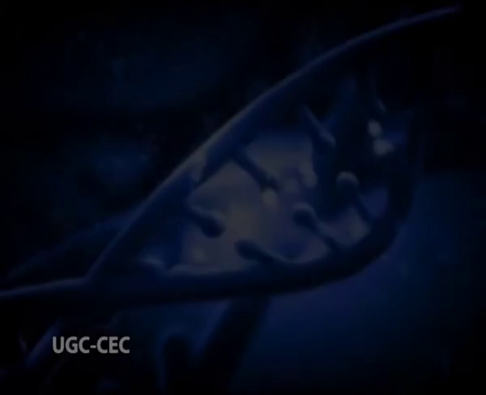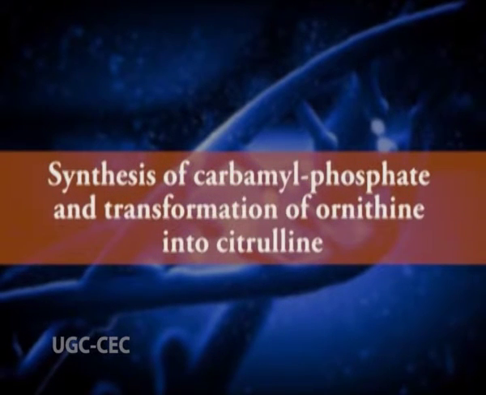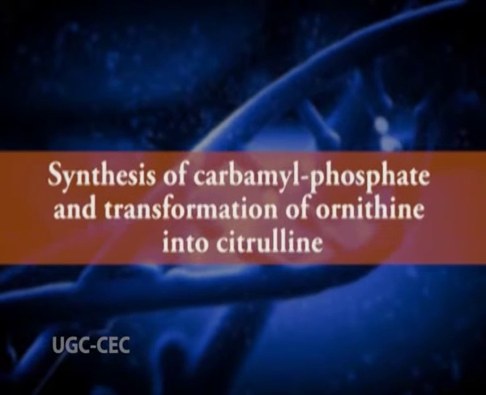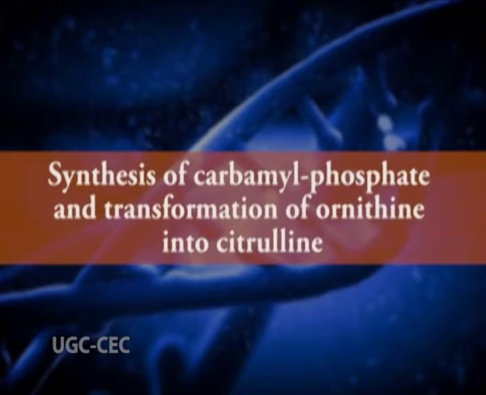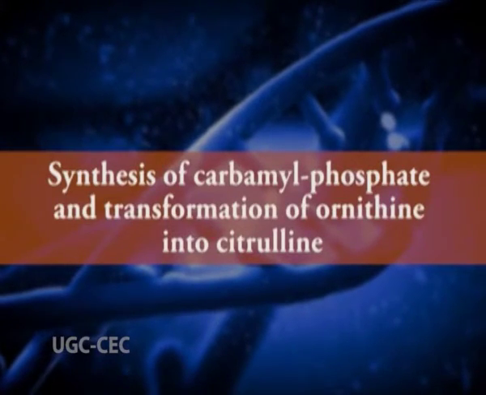The urea cycle begins inside liver mitochondria, but 3 of the subsequent steps take place in the cytosol. The cycle thus spans 2 cellular compartments. First, synthesis of carbamyl phosphate and transformation of ornithine into citrulline.